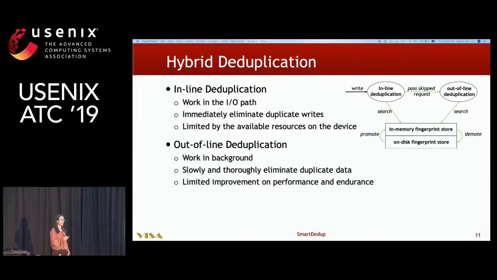Out-of-line deduplication, however, works in the background, and it can slowly but thoroughly eliminate all the duplicate data. However, it has limited improvement on performance and endurance compared to inline deduplication. So we choose to combine these two to make them work cooperatively together.